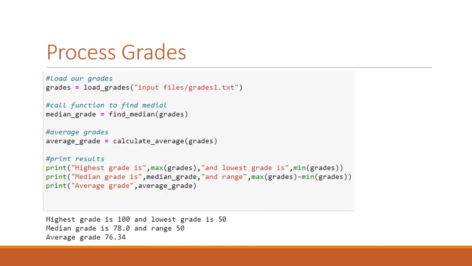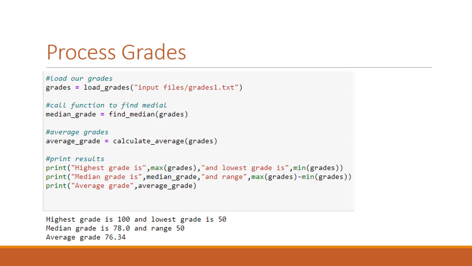Here's an example of code that will process a list of grades from an input file. So first we load our grades. So we call our function load grades and we pass in the name of the file that contains our grades, and it's grades1.txt in the input files subdirectory. And this function returns a list of numeric values that represent grades.